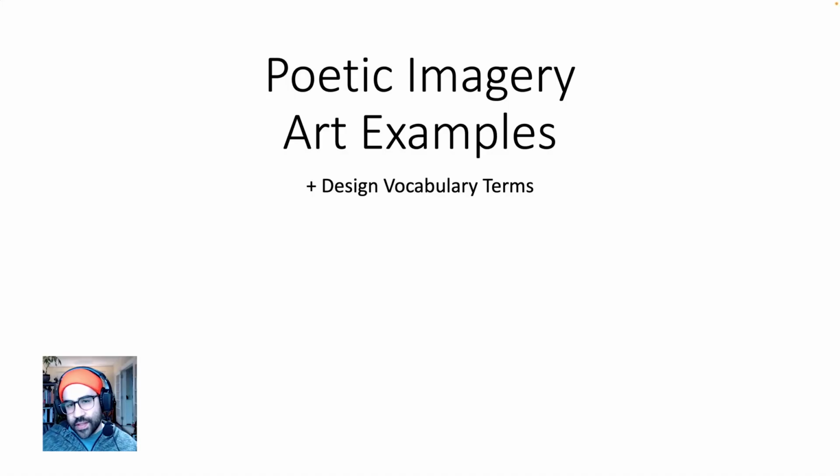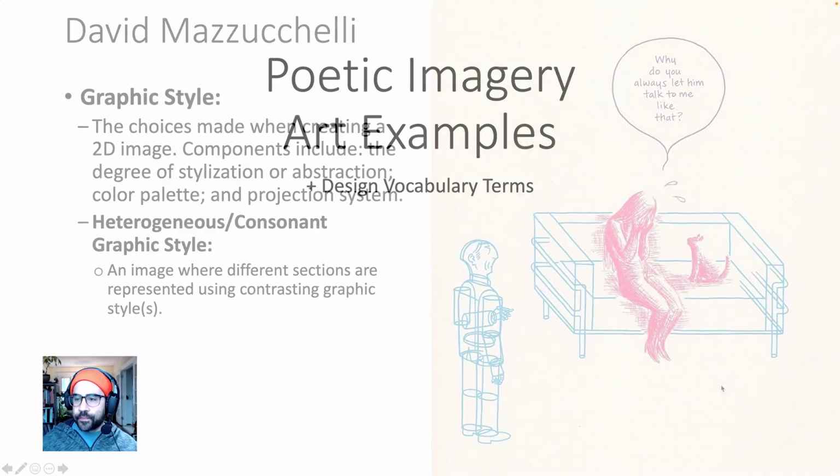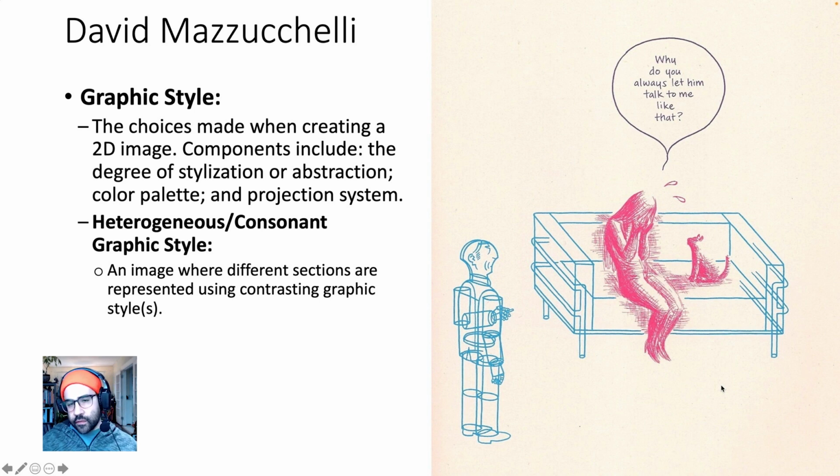In this video, we're going to take a look at some art and design examples, as well as some design vocab terms for the Poetic Imagery Assignment in Illustrator. So all of these are going to fall under this umbrella of talking about graphic style. And this is simply the choices made when creating a two-dimensional image. We could break down graphic style into a few different components.